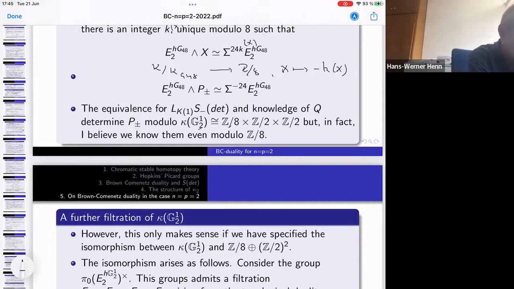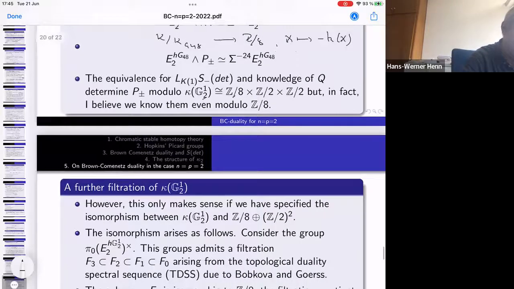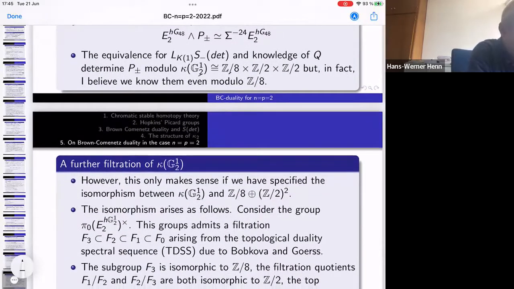So kappa G21 consists of the spectra which become equivalent after extending to E2HG21, the homotopy fixed points with respect to this subgroup. Now the isomorphism arises as follows. If we consider the group of units in Paiso of the homotopy fixed points of G21, this group admits a filtration which arises from the topological duality spectral sequence due to Goerss.